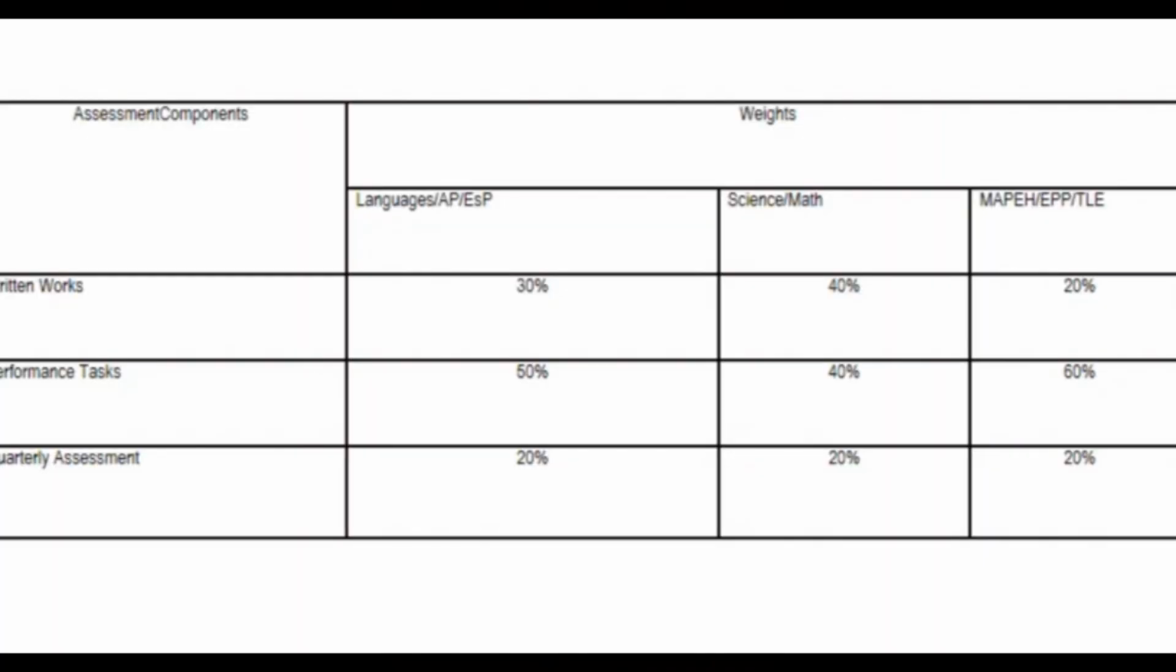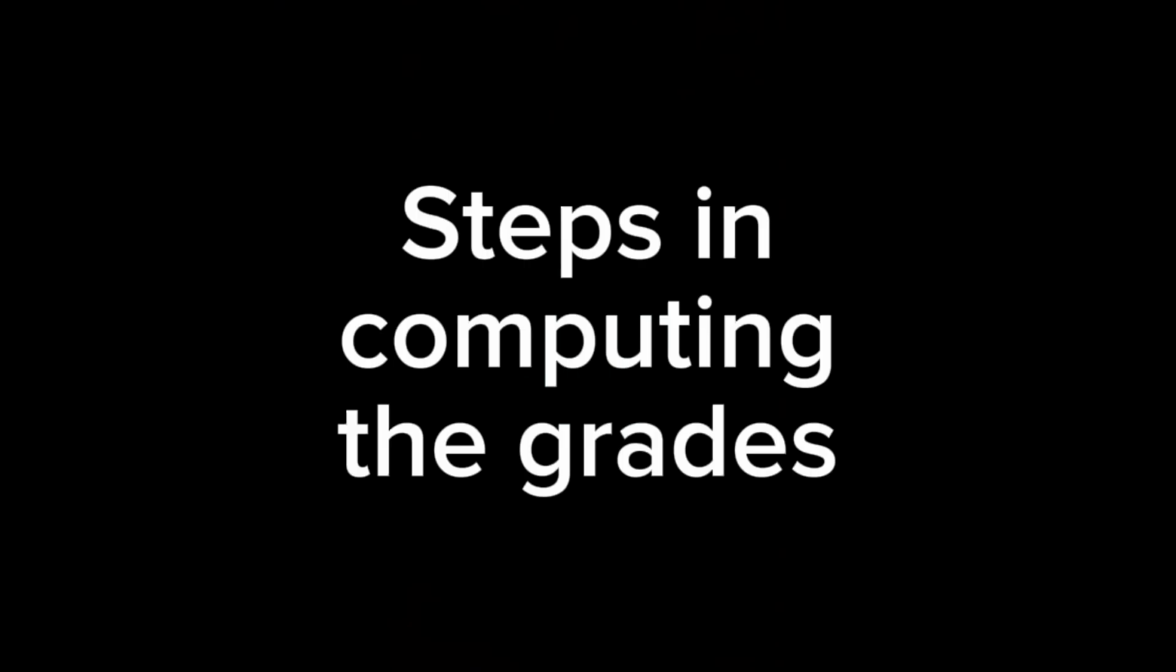Now, I will show you the weight distribution for each learning area and the step-by-step process of computing the grades. This table presents the weight distribution of summative assessment components for each learning area for grades 1 to 10. Now, let's move on to the step-by-step process of computing the grades. Step 1. Get the total score for each component.